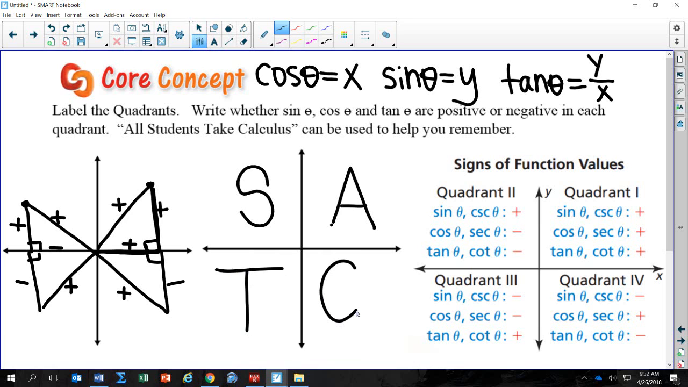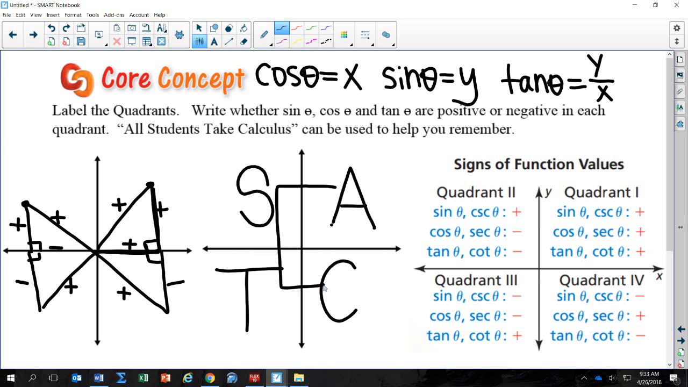So I like to use this phrase, all students take calculus, to remember this. All students take calculus. See how it forms a C in the middle for calculus? That helps you remember what's positive. So here, everything's positive. Sine's the only one that's positive. Tangent's the only one that's positive. Cosine's the only one that's positive.